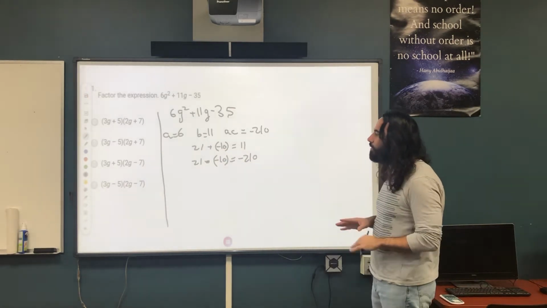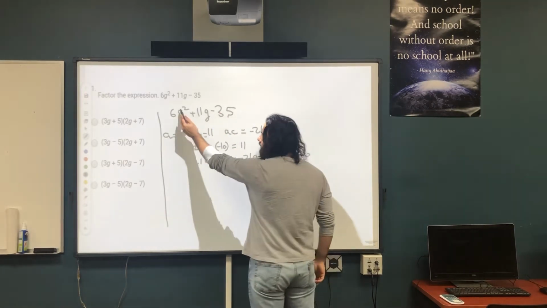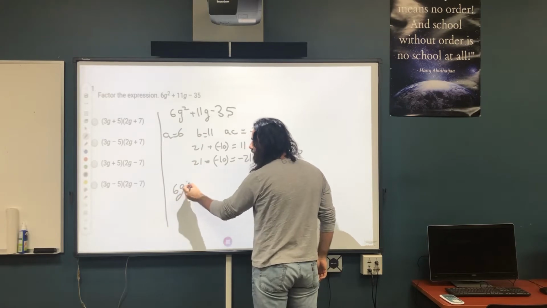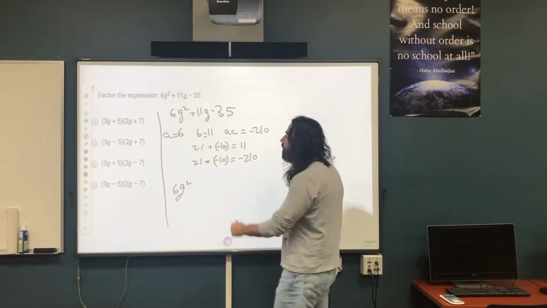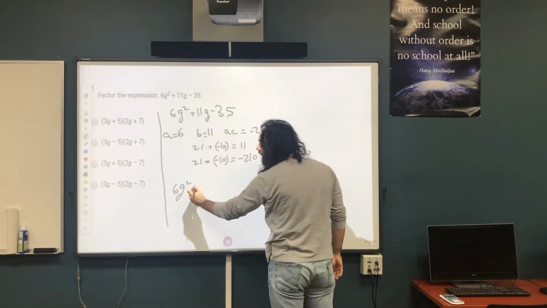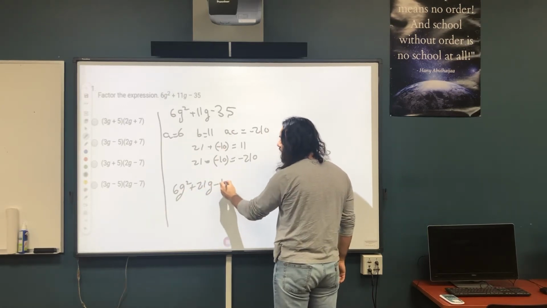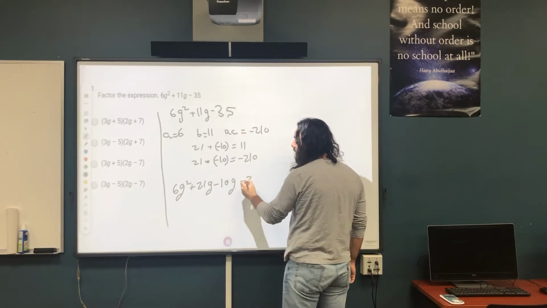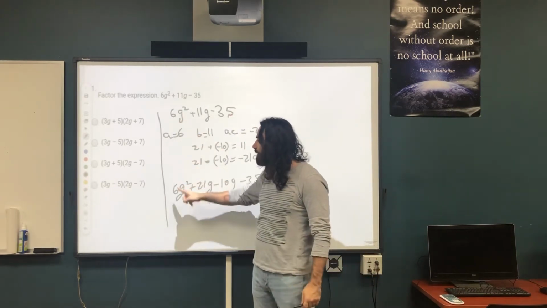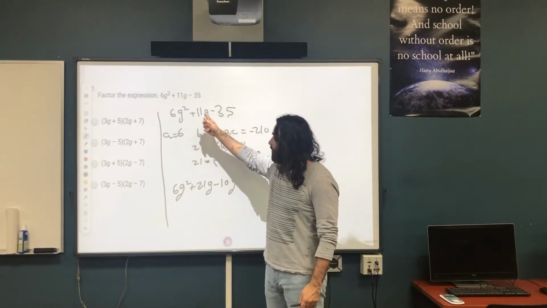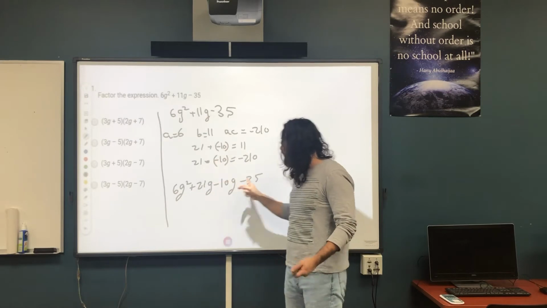Now, what do you do? You rewrite the main expression, the trinomial. How do you rewrite it? The 6g squared stays the same. The 11g, you use the numbers that you found. So instead of writing 11g, it's going to be plus 21g minus 10g, and c stays the same, negative 35. I didn't change the main expression. The first one stayed the same, 6g squared. The one in the middle, the 11g, I wrote using the numbers that I found: 21g minus 10g, which is 11g, the same thing, and negative 35.